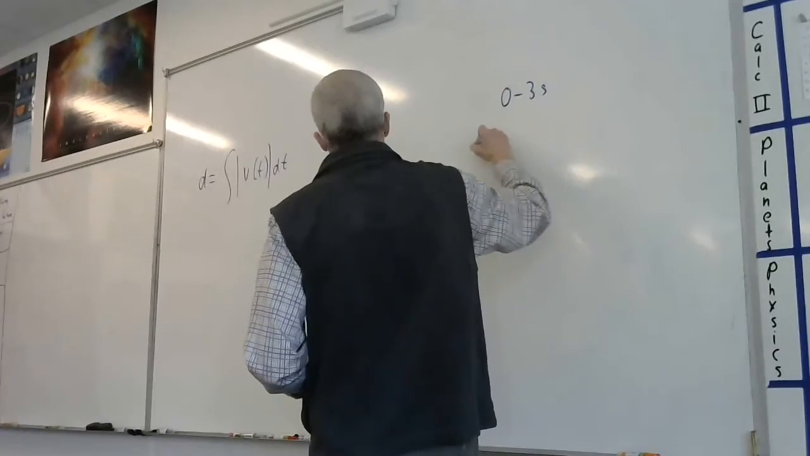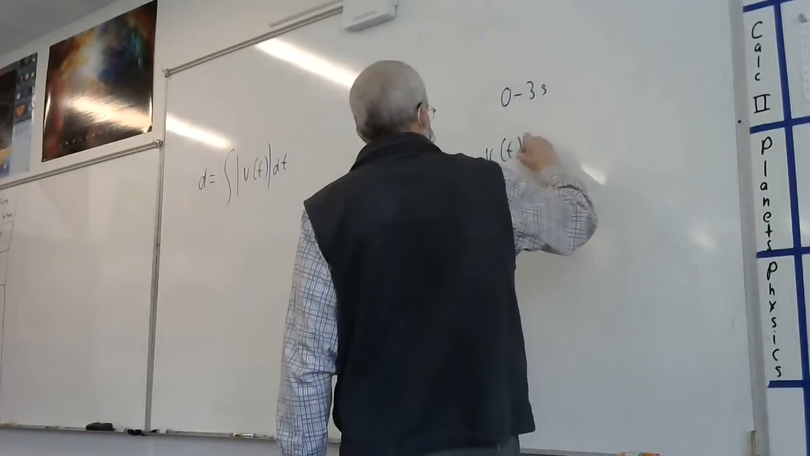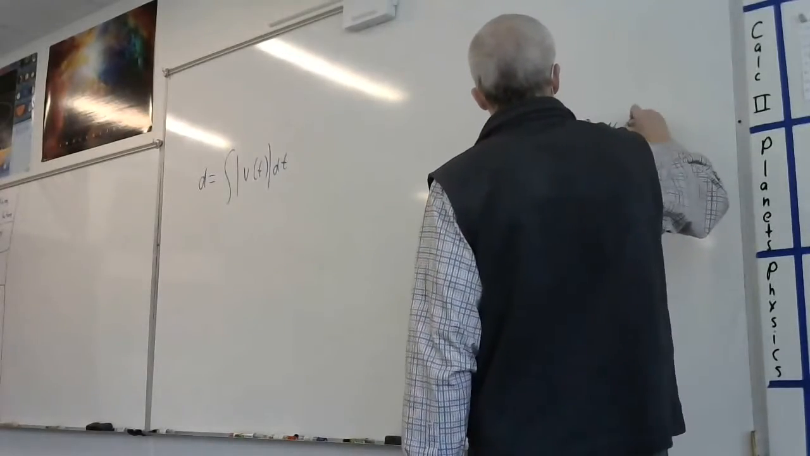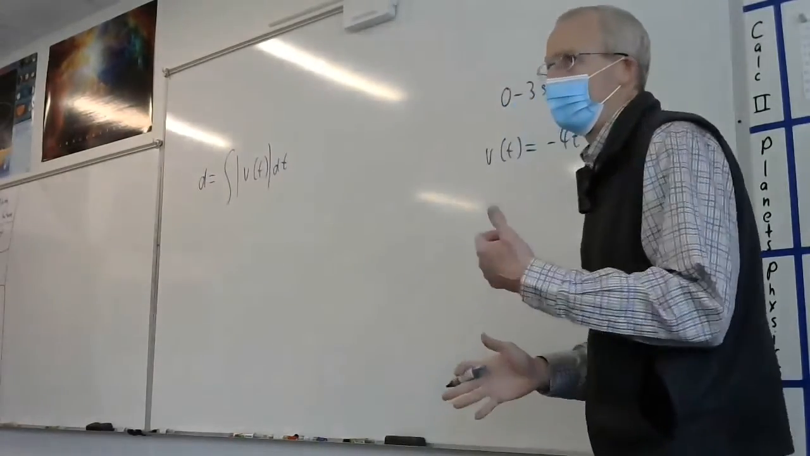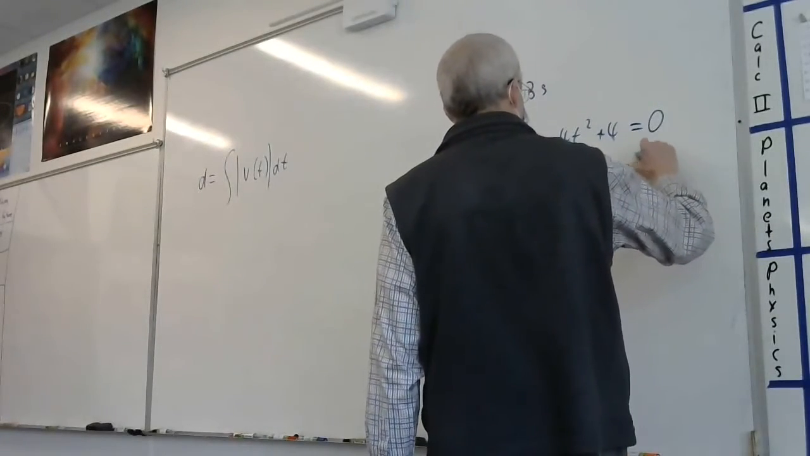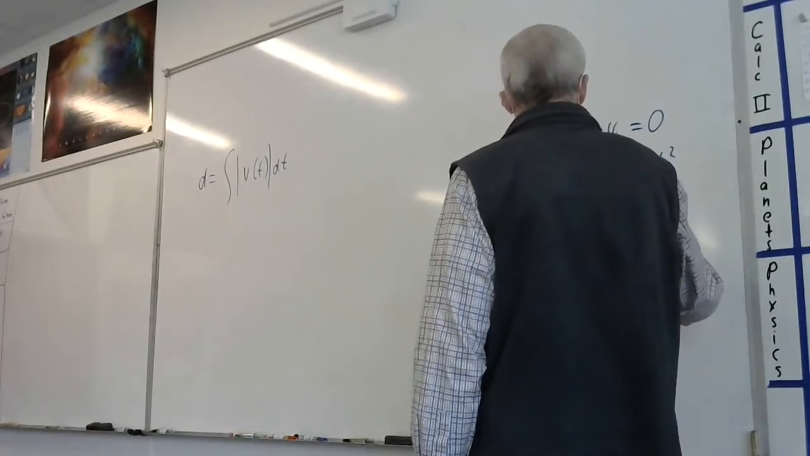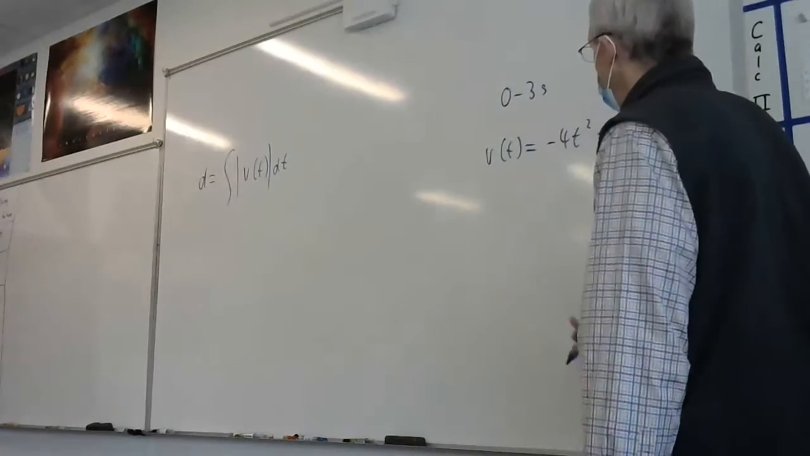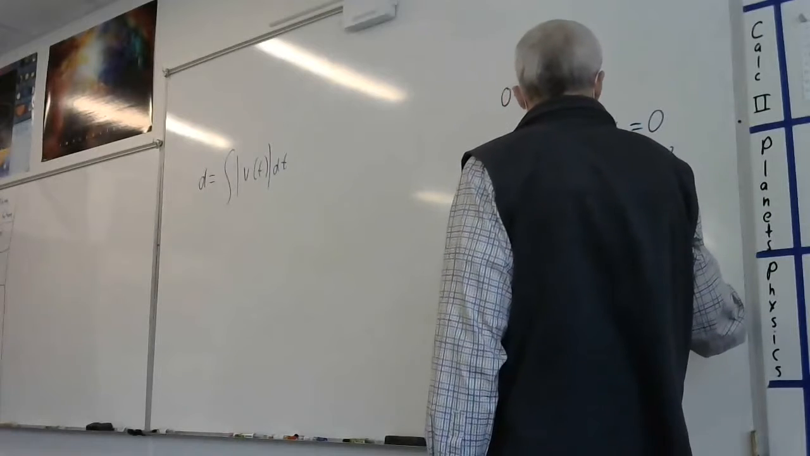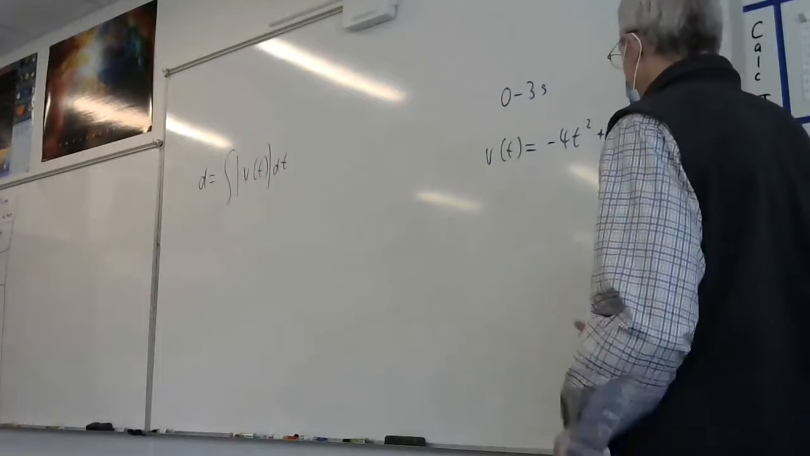So let's see, the velocity we already figured out was negative 4t squared plus 4. We want to figure out when is that 0, and then when is it negative, when is it positive. So when is that 0? So 4 equals 4t squared, 1 equals t squared, or t equals plus or minus 1. We don't care about the negative one. We want 0 to 3 seconds. So positive 1 switches over from positive to negative or negative to positive.